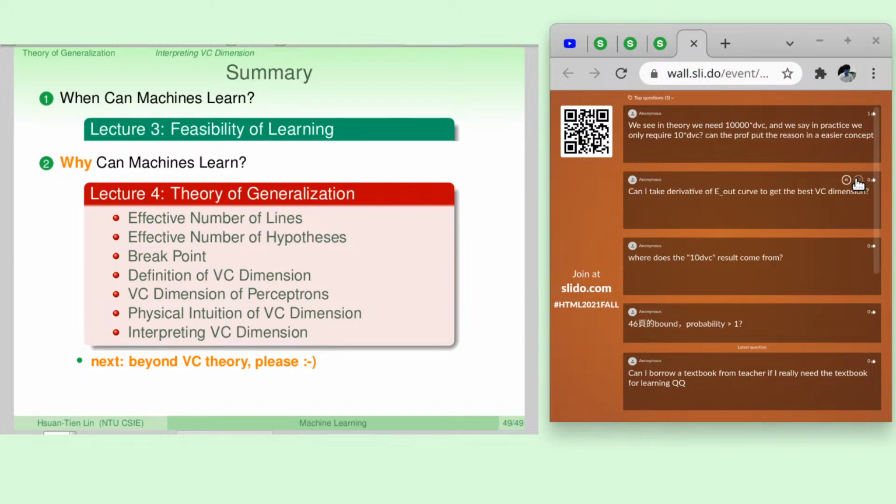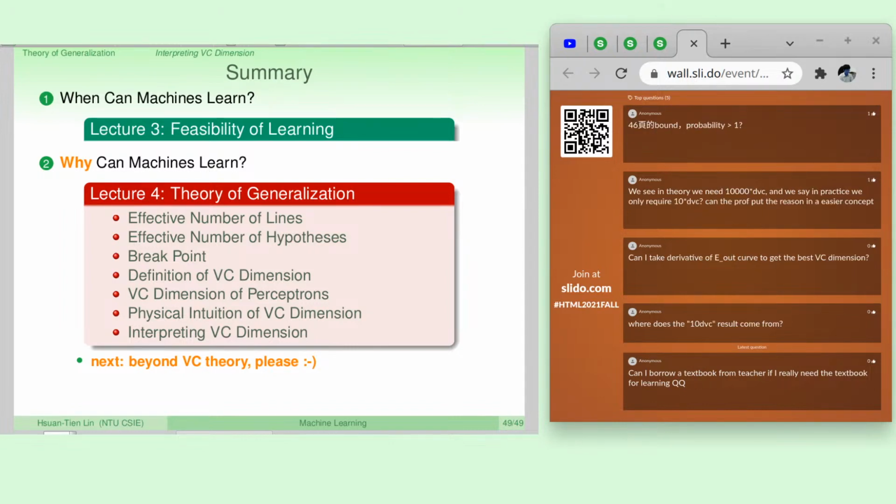In theory, we need 10,000. In practice, we require 10. Can the professor put the reason? Okay, for the practical parts, really, there's no reason. This is more like our experience, our physical experience, and so on. Well, we can explain the reason why the theory is so loose. In the lecture, the VC bound is used to guarantee arbitrary conditions, while in practice we're not facing arbitrary conditions. We're facing the conditions we're interested in, and often those conditions might be simple.